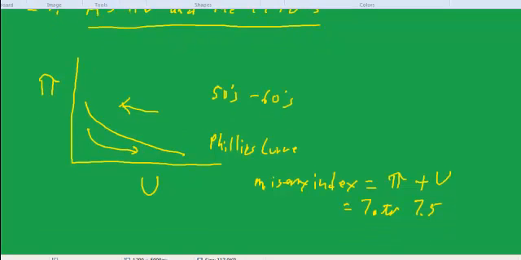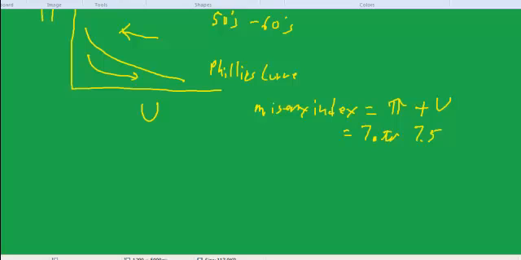Then, in the 1970s, this Phillips curve seemed to go berserk. What happened, instead of falling along a line like this, we started to observe points like this. So inflation going up and unemployment going up at the same time. So the Phillips curve seemed to go completely berserk.